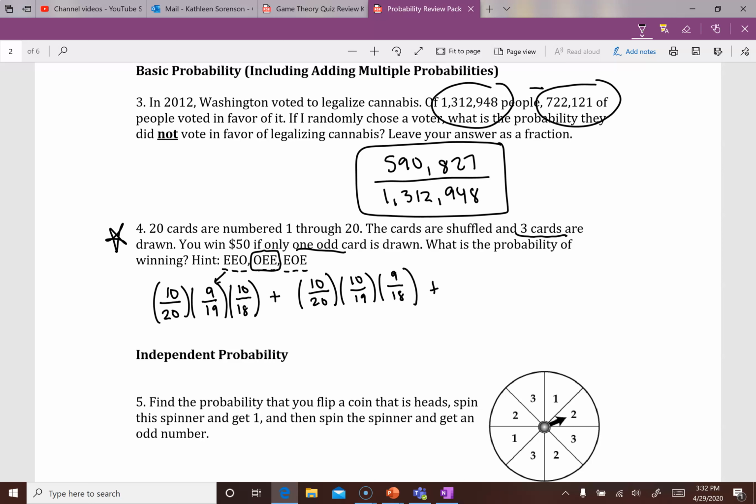And now the last one here, we're talking about the even, odd, even. So the even, restarting this whole thing, the even is going to be 10 out of 20. The odd's going to be 10 out of 19. And then the even is going to be 9 out of 18. And I don't know if you realize this, but these are pretty darn similar.